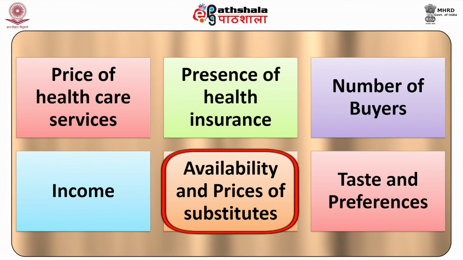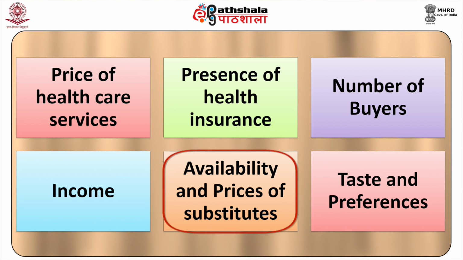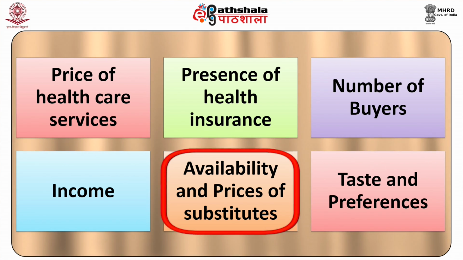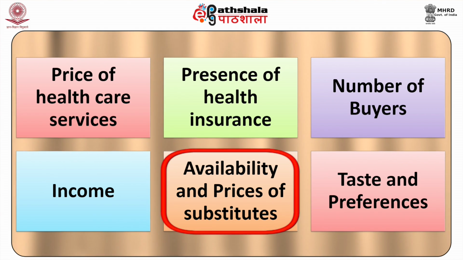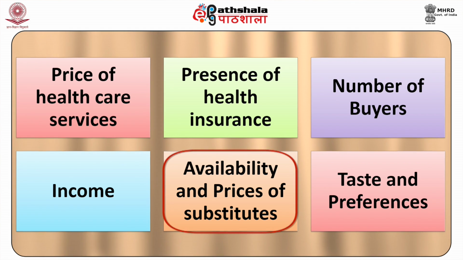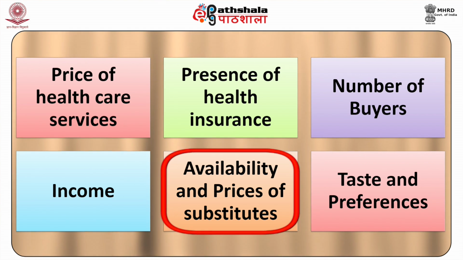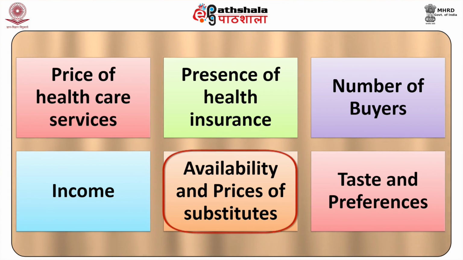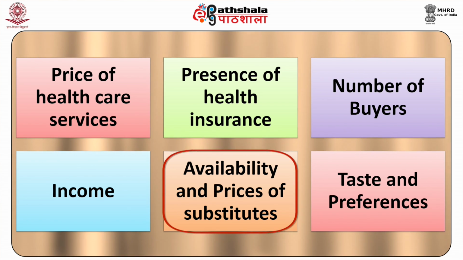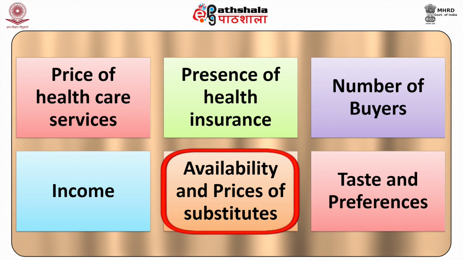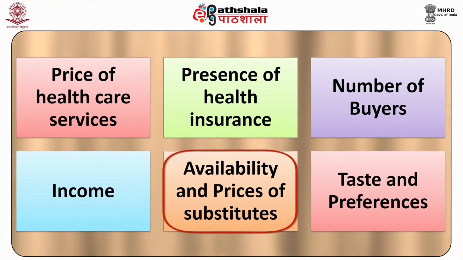Availability and prices of substitutes. Other medical treatments like Ayurveda and homeopathy have an impact on demand for medical services. Their prices can change and influence the demand for medical services. For example, a knee pain or muscular pain can be treated by a chiropractor at a lesser cost than an orthopedic doctor, which results in a shift of demand away from the medical services.